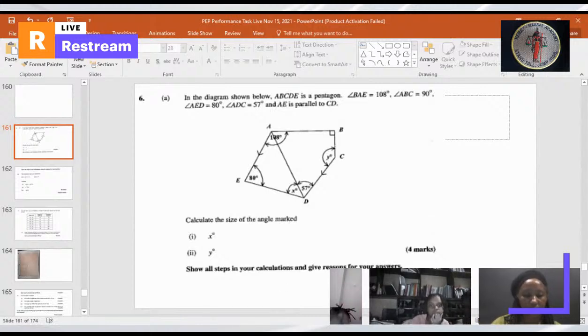I'm still looking at it. Any ideas on how to find angle X? I'm still looking at it.